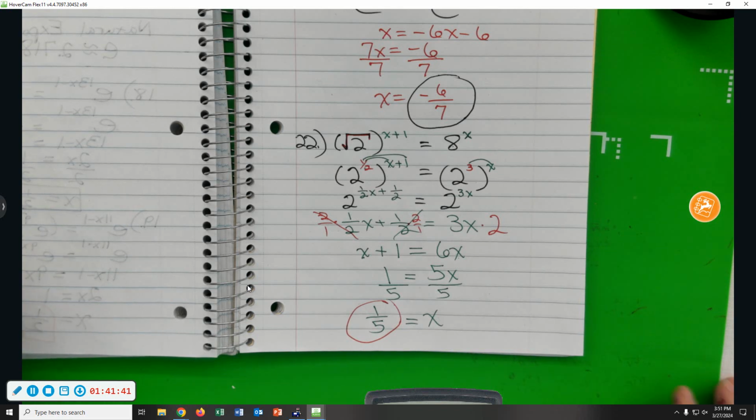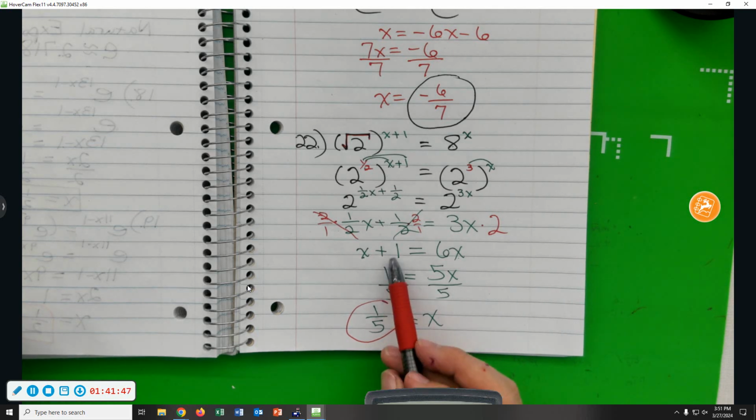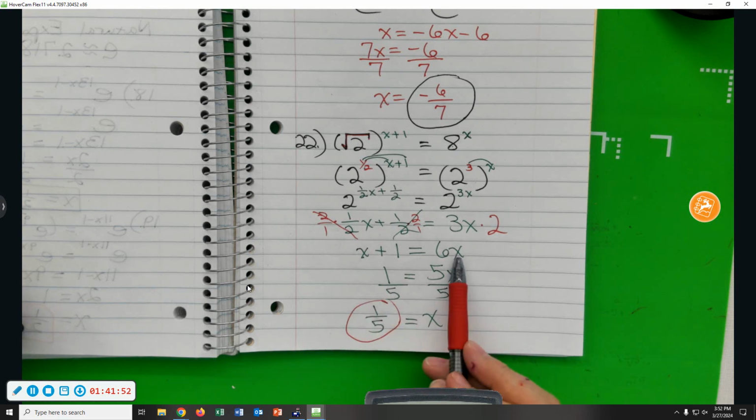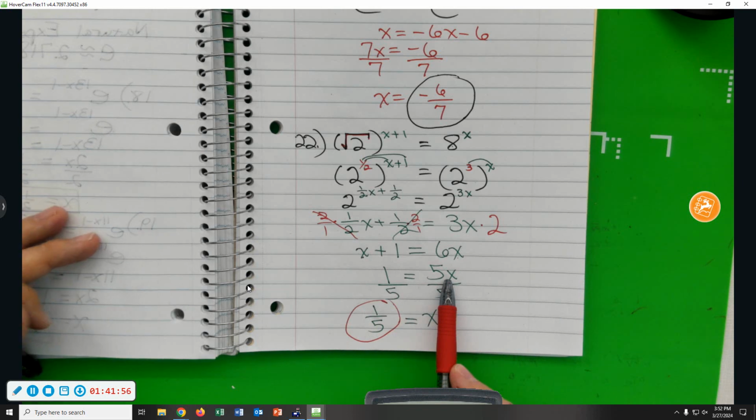When you move the 1 over? Oh, wait, you're not. I didn't move the 1. I left the 1 where it was. I subtracted 1x. 6x minus 1x gave me the 5x.